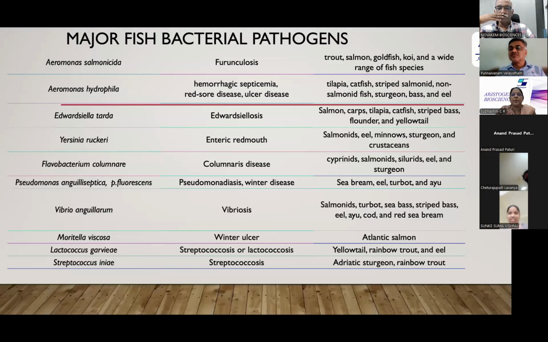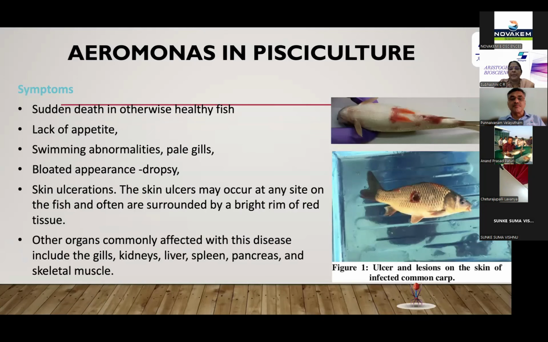And as I told you, it's a systemic infection, so it affects all the internal organs, which could be kidney, gills, liver, spleen, pancreas, and even the muscles. So this is a notorious pathogen in fish culture today, causing major problems with pisciculture.